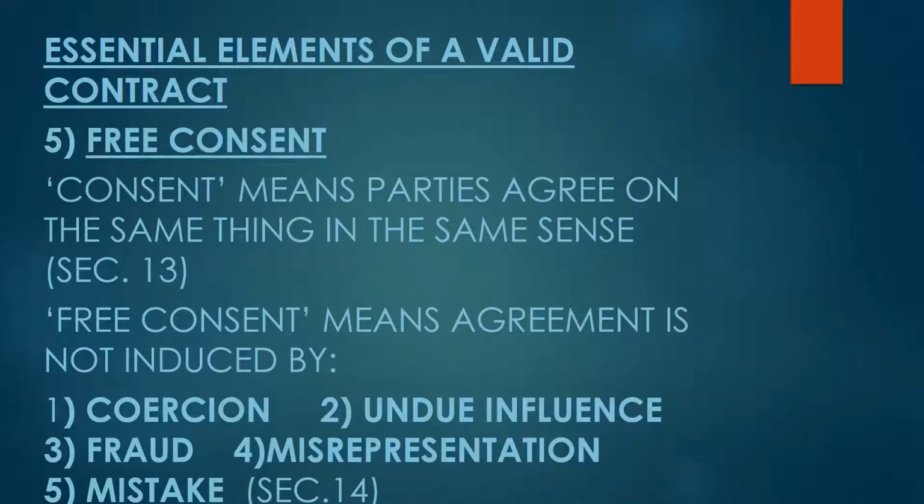If somebody obtains your consent, or your acceptance, through fraud or cheating, that is not a contract. That is not a free consent. Free consent is missing, so that contract will become void, right? I'll explain each of these terms later. For now, just remember these 5 points: coercion, undue influence, fraud, misrepresentation, and mistake. If a contract has any of these elements, the consent is said to be not obtained by free consent.